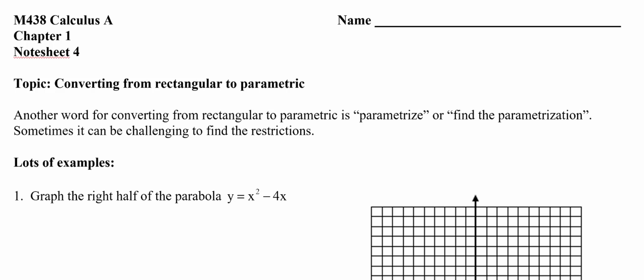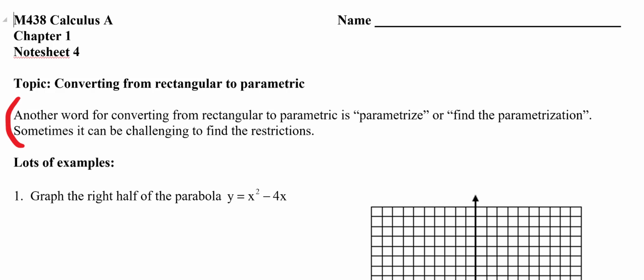So I wrote down a quick wording here. Another word for converting from rectangular to parametric is parameterize. That's how you say the word, parameterize. It's kind of a fancy word. Again, I think that will get you some mashed potatoes at home if you use that word during dinner. I would recommend that. Anyway, the word is parameterize, or I might say find the parametrization. That's even more complicated.